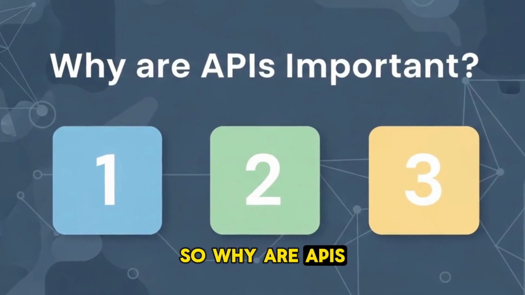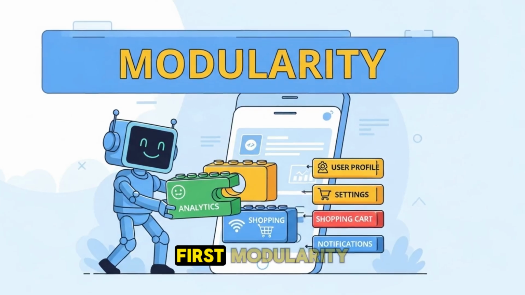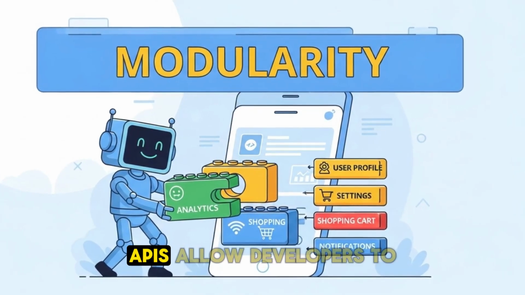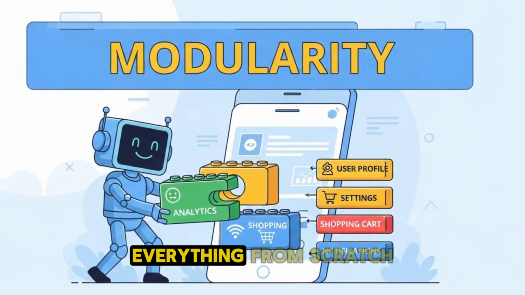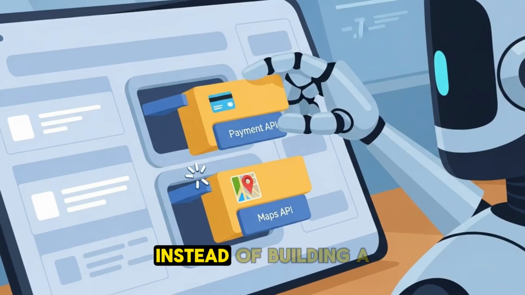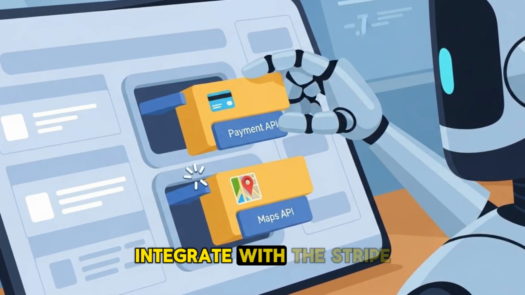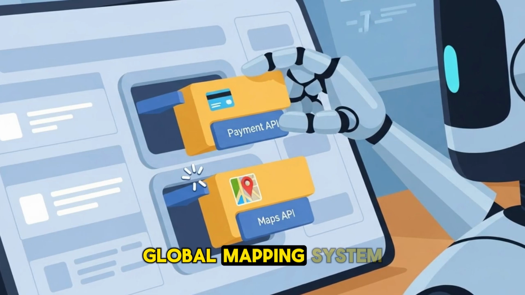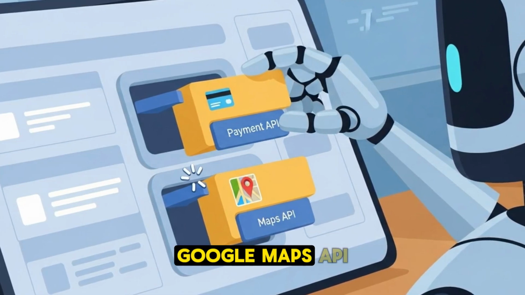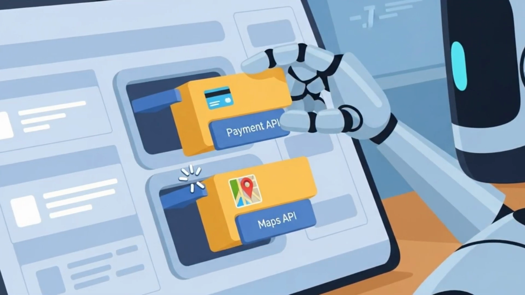So why are APIs so important? There are three main reasons. First, modularity. APIs allow developers to use existing services without having to build everything from scratch. Instead of building a whole payment processing system, a developer can just integrate with the Stripe or PayPal API. Instead of building a global mapping system, they can use the Google Maps API. This saves a huge amount of time and resources.